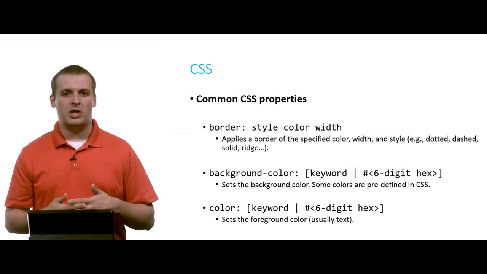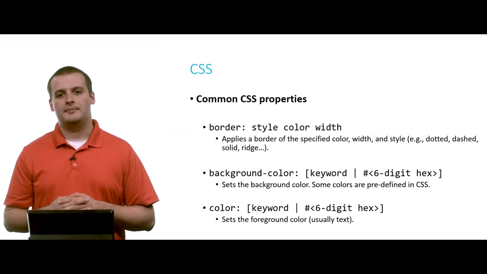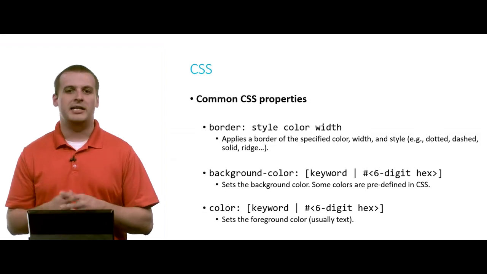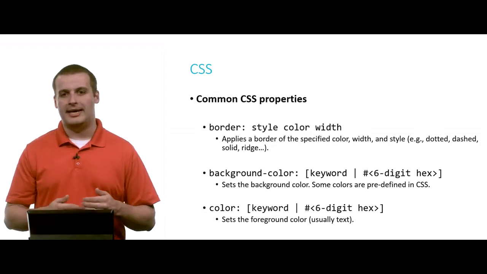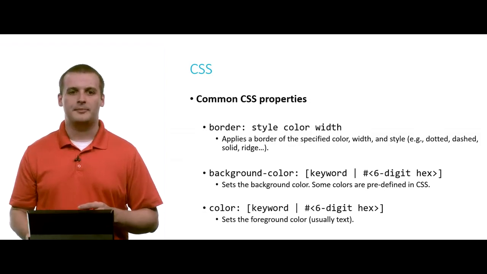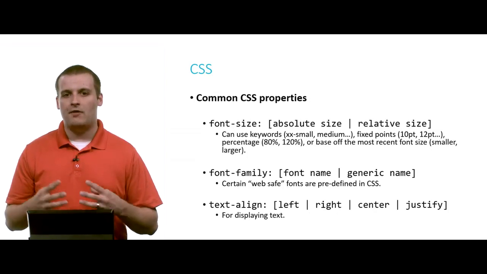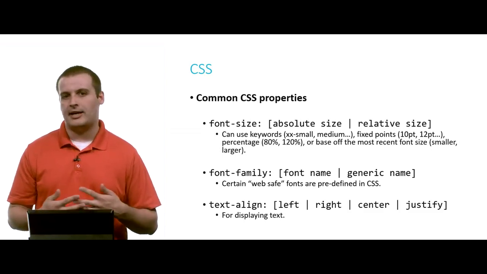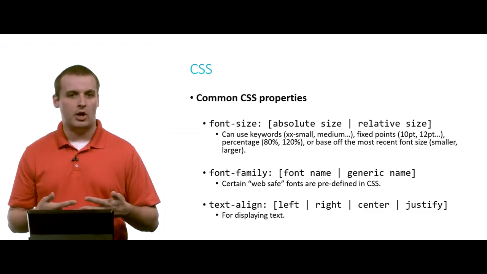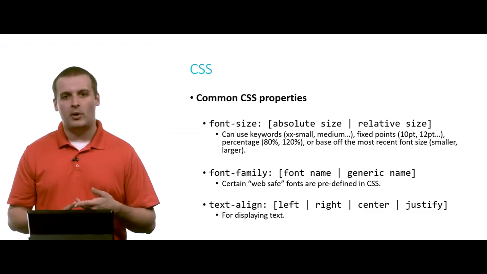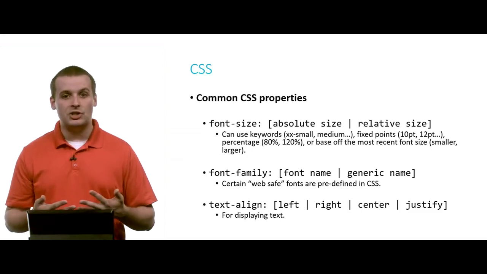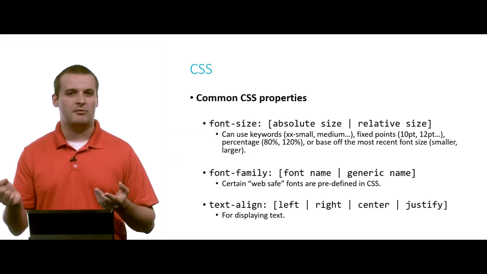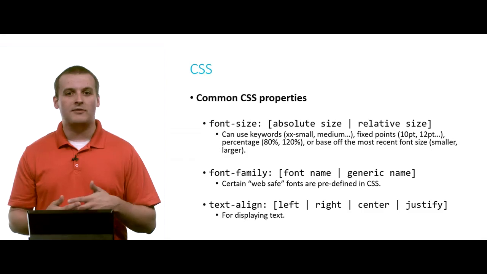You can also have the foreground color, which is usually going to be the text of your page. And you could similarly do that with keyword or 6-digit hex. So you can specify any color you want for the text of your page against a particular background color. You can also deal with font and the way text is rendered on the page. So you can change your font size. You can use keywords such as extra extra small, or XX small, or medium, large, and so on. You can use fixed points, 10 point, 12 point, and so on. You can use percentages, 80%, 20%, where 100% is the default font size, which is usually going to be something like 11 or 12 points.